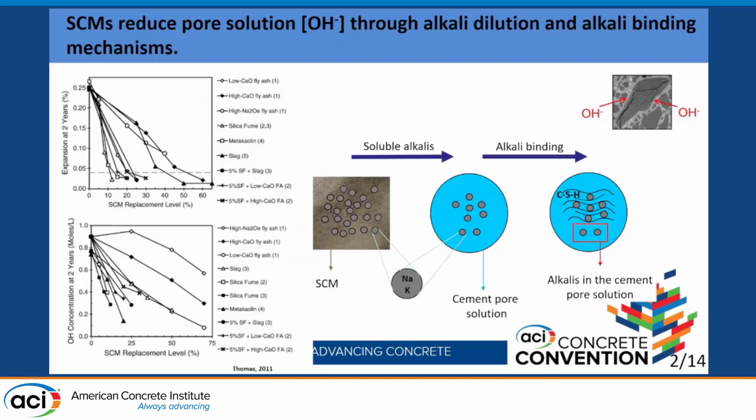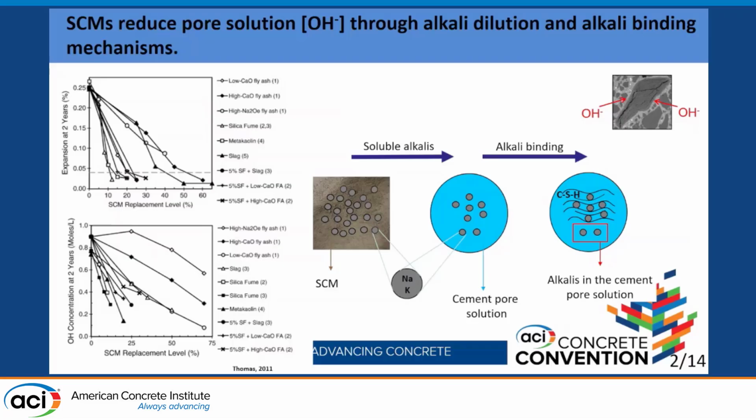As you see, the more SCMs we have, we expect the pH to become lower, and it would help us to mitigate ASR. So how could SCMs reduce the pH? It will be through two main mechanisms. I've tried to show them in this cartoon here. The first one will be called soluble alkalis in my research, and the next one will be alkali binding.